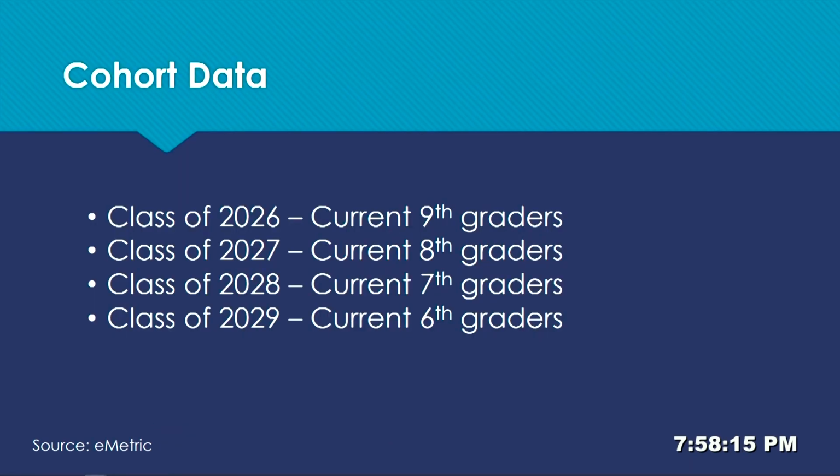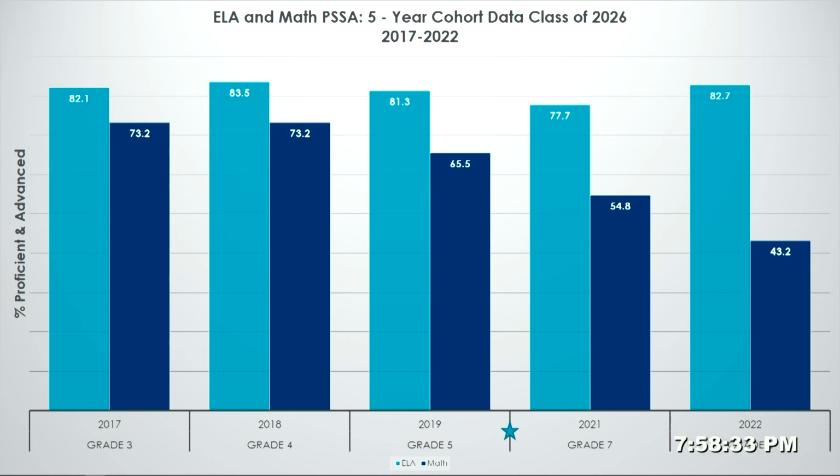The next section is cohort data. The other data I just shared was the trend data based on grade level. This cohort is actually the same students each year that have taken the assessment. The first set of students I have listed here are our current 9th graders, the class of 2026. This is how they have fared over the years from 2017 to 2022. You can see where they were back in 3rd grade. I put a little star between their 5th and 7th grade years, marking 2020, where they did not take the assessment.